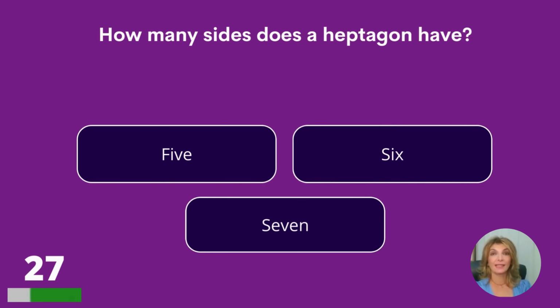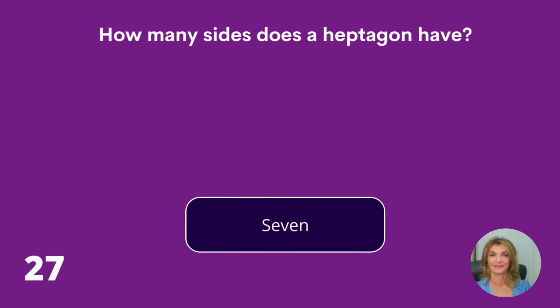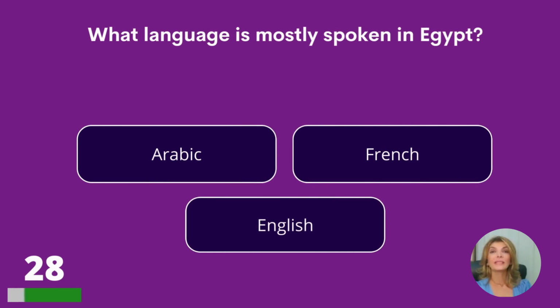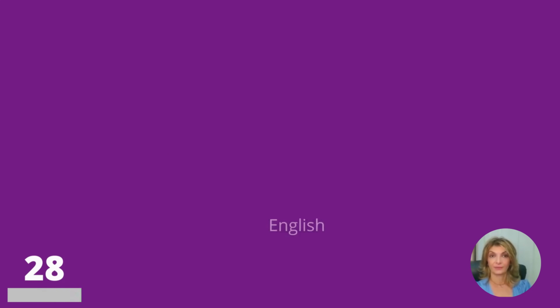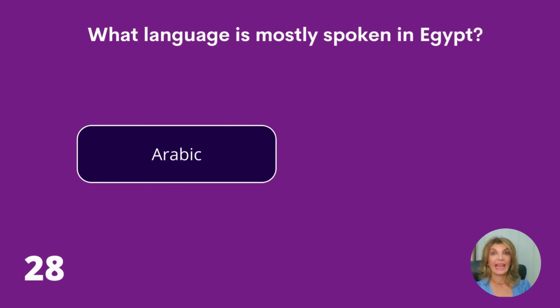How many sides does a heptagon have? 5, 6, or 7? 7. What language is mostly spoken in Egypt? Arabic, French, or English? Arabic.